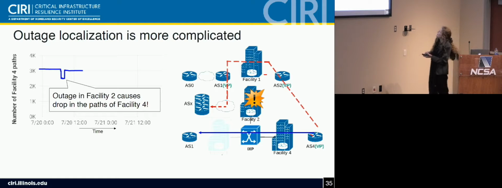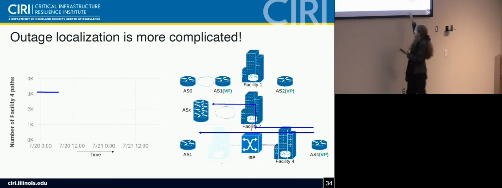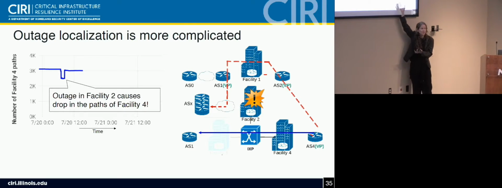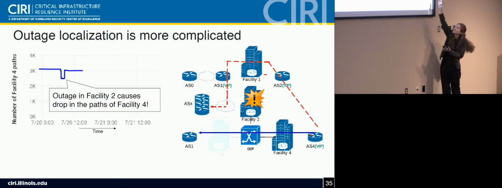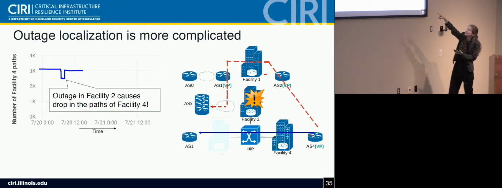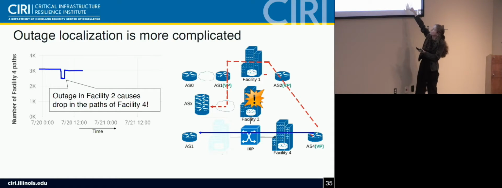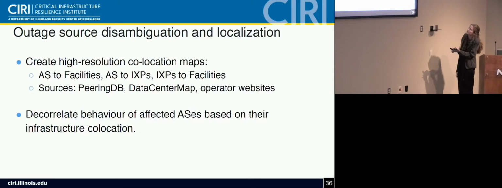You have a drop in facility 4. Now we're doing facility 4 paths right here, and you have a drop in those paths, but really it's not that facility 4 had a problem. It's that facility 2 had a problem, and some paths just got rerouted around another facility besides 4 to get to the destination. So if you're monitoring facility 4, you have to also monitor other things. The localization of the outage turns out to be very complicated.